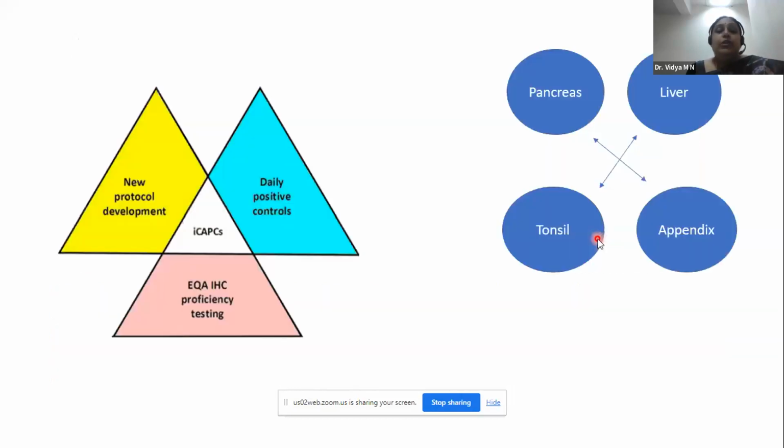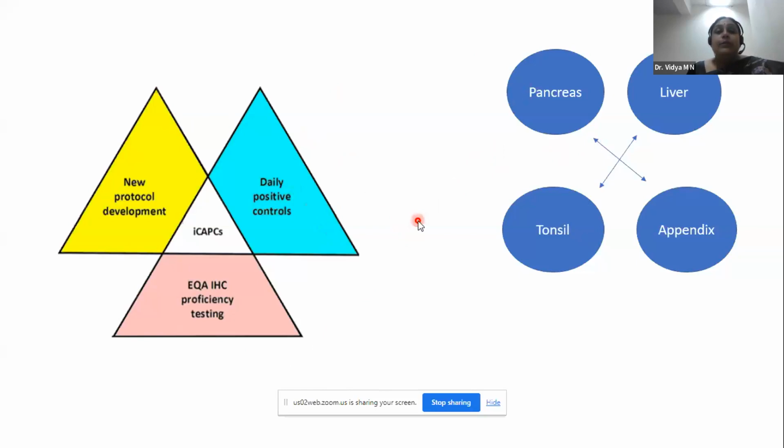So where do we actually use these ICAPCs that I showed you? Generally, these can be used for new protocol development, and you can use them as daily positive controls also. And also you can use them for EQA IHC proficiency testing. Generally, the international EQA program organizers also ask for your daily controls, what you are going to use on your slide, and the same has to be cut and sent to them with staining. So at that time, you can use this, and it is an indication as to how you have standardized the assay.